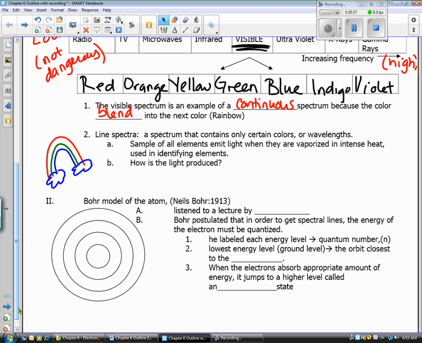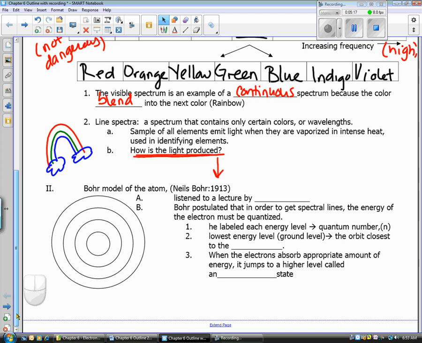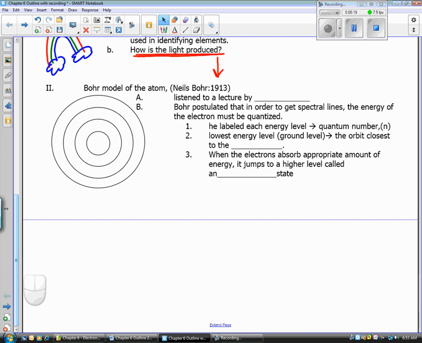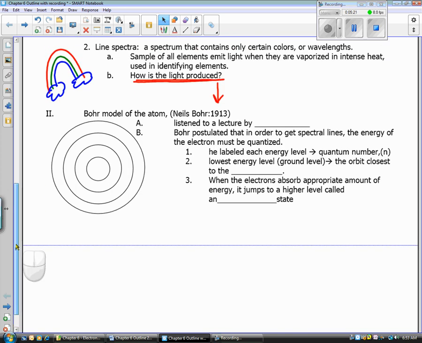The question is, though, how is this light produced? How do we see this? And that's where we get into Niels Bohr. Niels Bohr actually is one of the founders of all the electron stuff, only because he listened to a lecture by Rutherford. Remember Rutherford? Right, he was the one with the gold foil experiment. So he was the one who really decided that there was a nucleus, and that nucleus was positive.